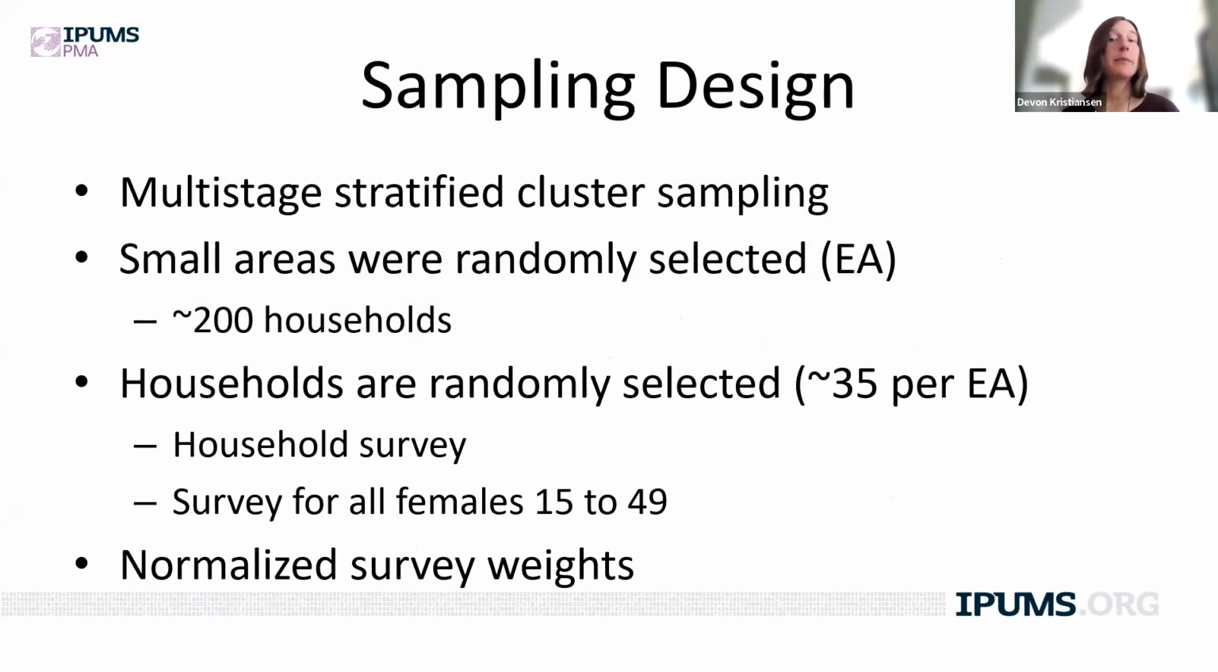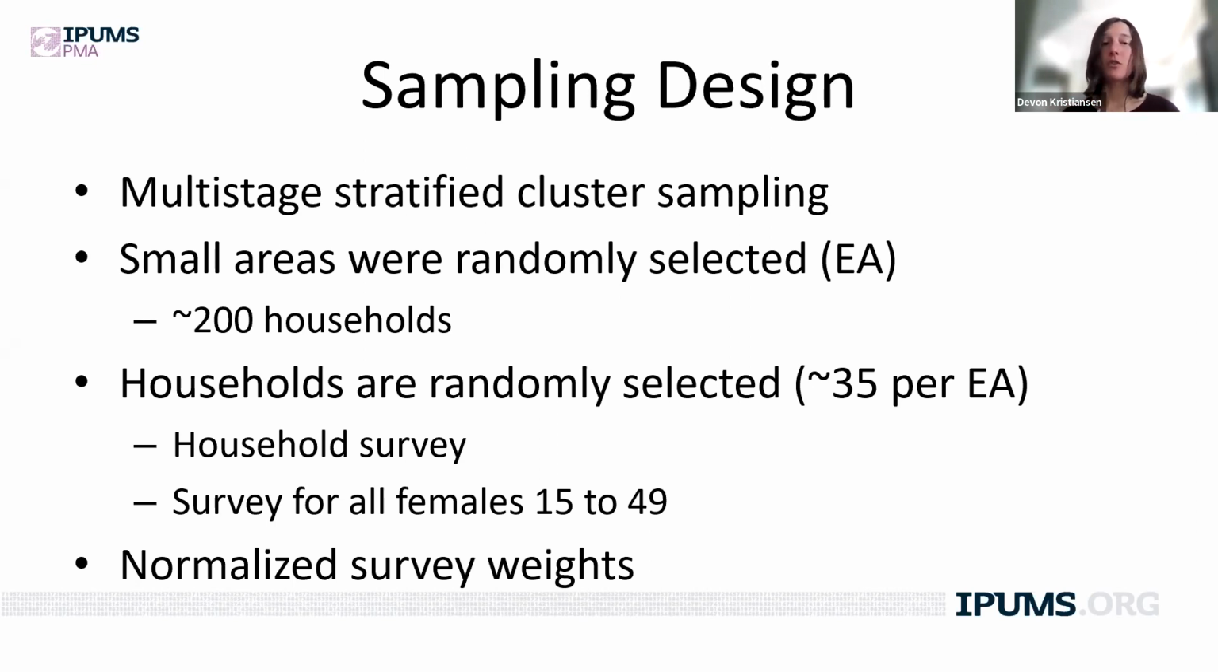So the PMA sampling design is very, very similar to the way that DHS is collected. So it's a multi-stage stratified cluster sampling. So in each country, they work with the Census, the Statistics Bureau. They stratify and then they sample in what they call enumeration areas from each strata, and then they randomly select households from those enumeration areas.